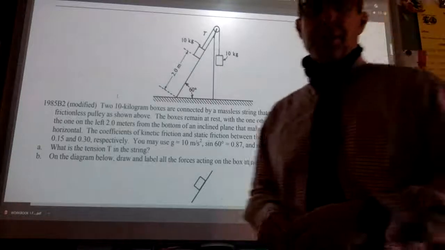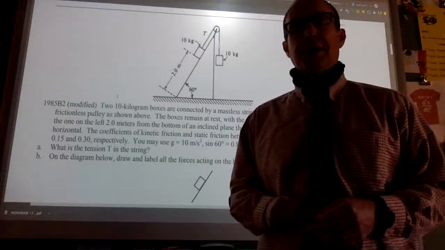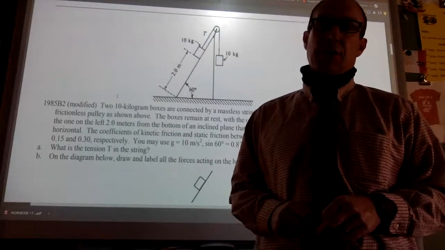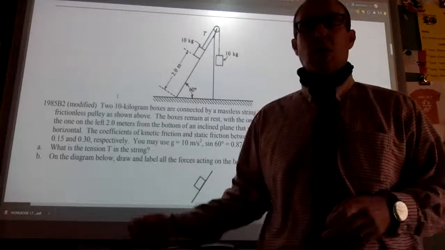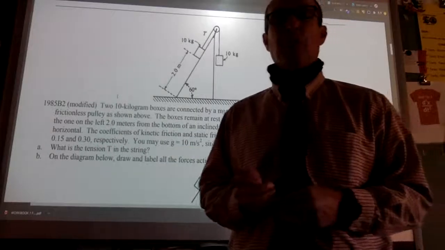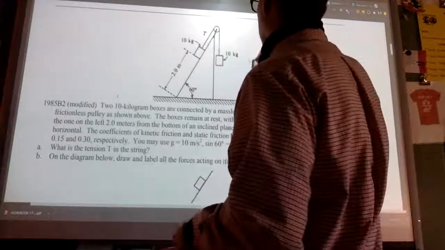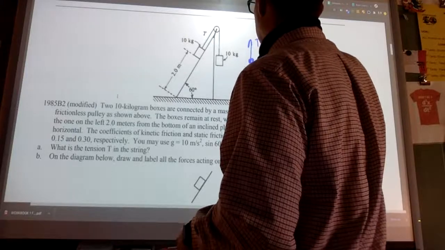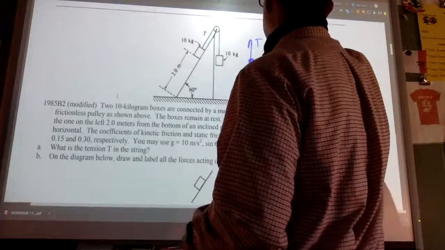So looking at this, the tension is going to be the same because it's an ideal pulley. Which side do you think will be easier to deal with? The weight that's just hanging or one that's at an incline? I'm going to deal with the one that's just hanging. So I'm going to do a free body diagram for this one. It's going to have T going up. It's going to have mg going down.